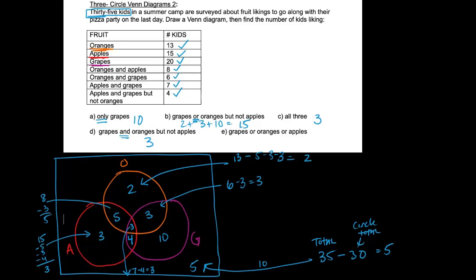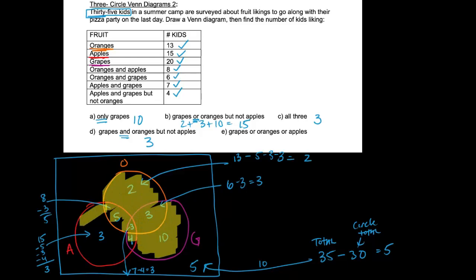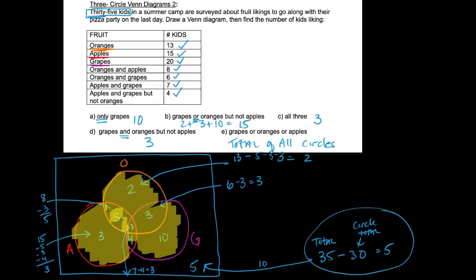And then last question, how many kids like grapes or oranges or apples? And so that basically is the total of all of the circles. So you're looking at all of the grape circle, all of the orange circle, all of the apple circle. So it's basically the total of all circles. And it's a great thing that I showed my work down here, because we already calculated that. We found that the total of all circles is 30. So we could say 30.